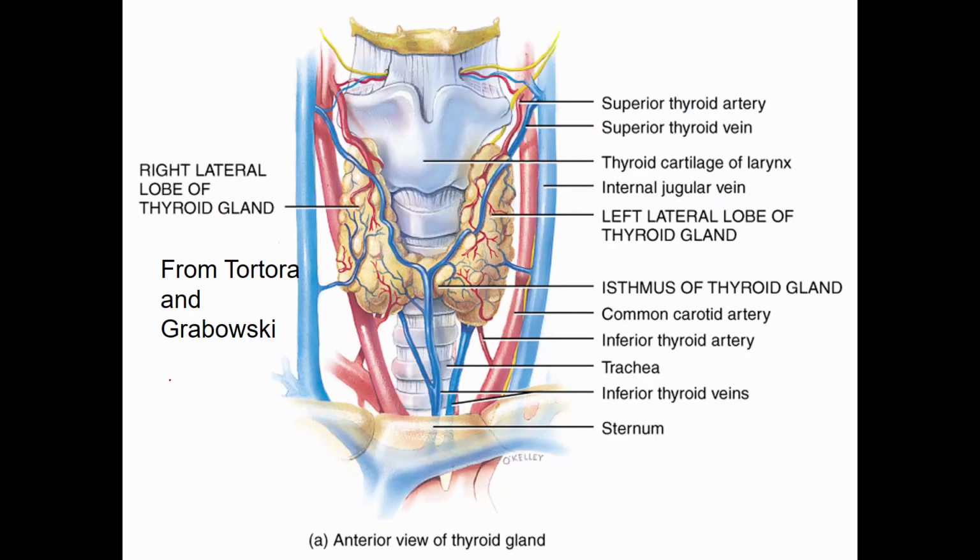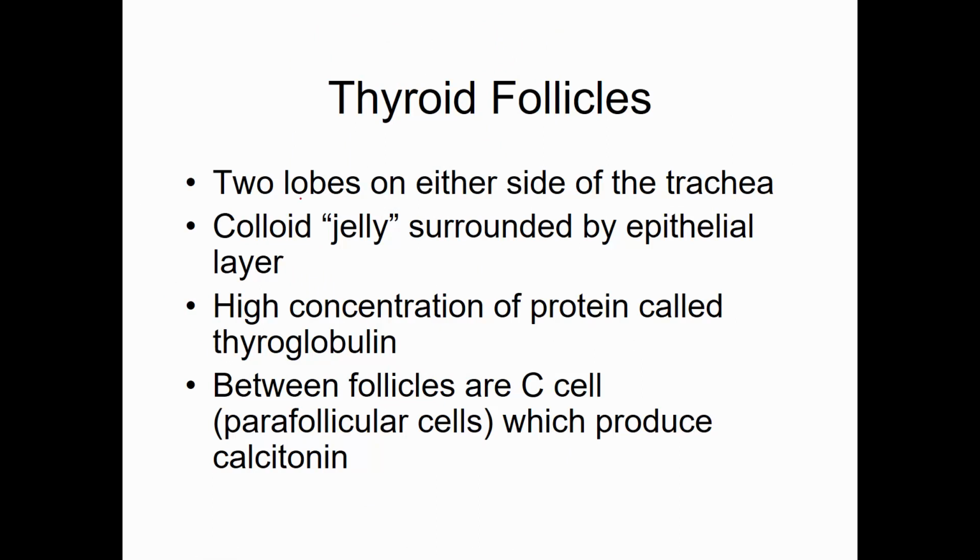So this is a picture from an anatomy and physiology textbook by Tortora and Grabowski. And so you see the thyroid gland is just below the thyroid cartilage of the larynx. So there's the thyroid cartilage, and then the gland is below that. It looks like a little bow tie. It's very, very vascular. And so two lobes on either side of the trachea.